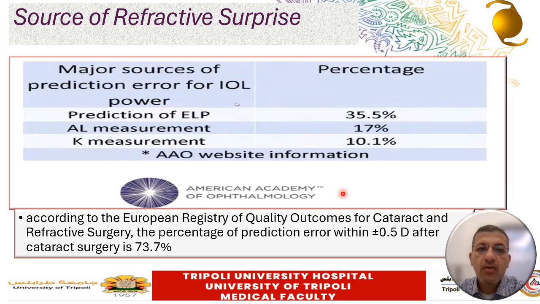That's why they now integrate artificial intelligence in the recent formulas to overcome these problems and reach, to a large extent, a state of perfection and very high accuracy in the prediction of the power of the IOL after surgery.